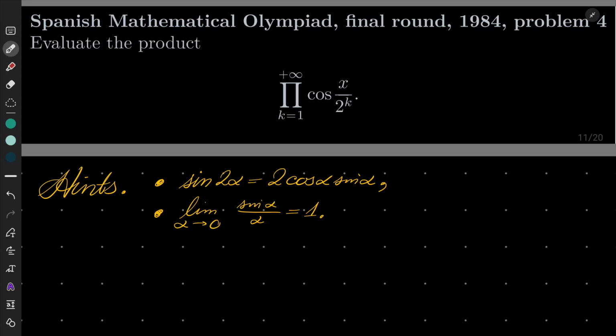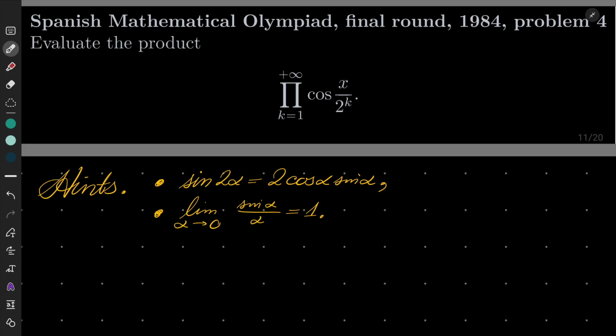Hello friends, in this video I'd like to solve the following problem from the Spanish Mathematical Olympiad, final round 1984, problem number 4. We wish to evaluate the following infinite product, from k equals 1 to infinity of cosine of x over 2 to the power of k. So in other words, it's cosine of x over 2 times cosine of x over 4 times cosine of x over 8 and so on up to infinity.